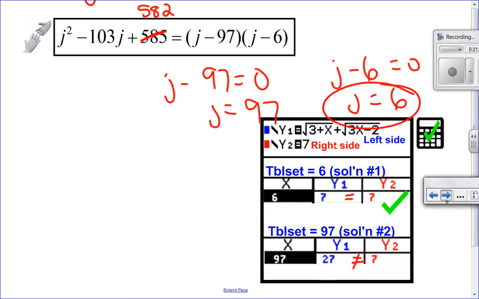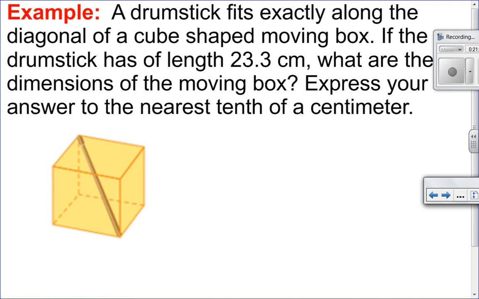Okay, I just want to end with doing a word problem. In this word problem, I have a drumstick that fits exactly along the diagonal of a cube-shaped moving box. If the drumstick has a length of 23.3 centimeters, what are the dimensions of the moving box? Now it is a cube, so I know that all my sides are equal. And we're going to express our answer to the nearest tenth of a centimeter.